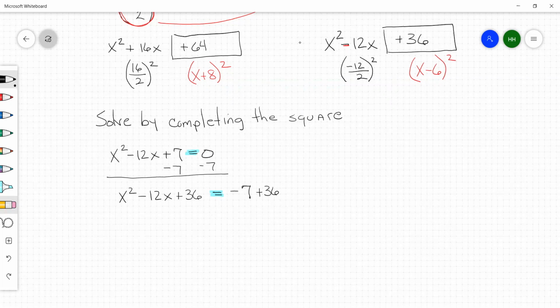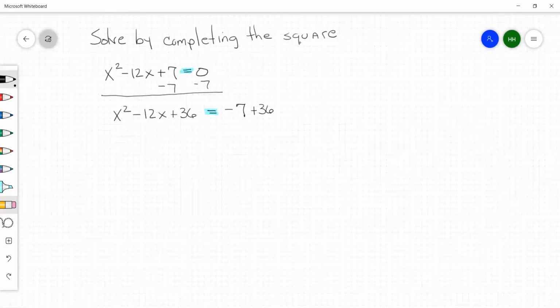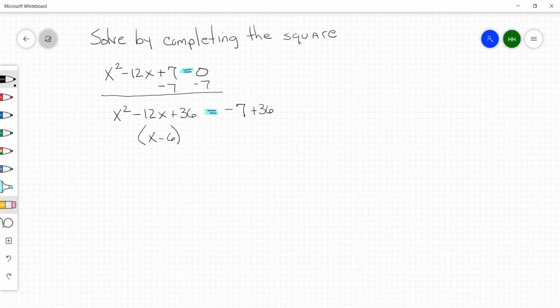Huge concept. We completed the square on the left by adding 36. So adding 36 to the left, you got to add 36 to the right. Now we can factor the left side. The left side now is a perfect square trinomial, and it factors to x minus 6 squared. And that's equal to -7 plus 36. And -7 plus 36 is 29.